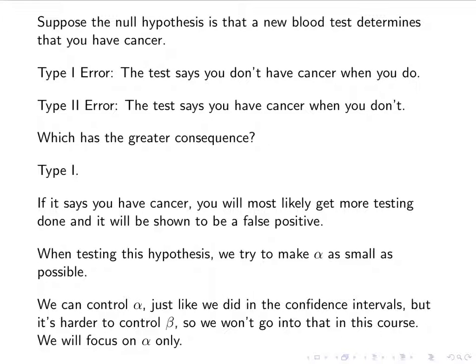So in general, we can control alpha just like we did with the confidence intervals. So in a hypothesis test, we can choose what alpha is. We choose the probability of creating a type 1 error. It's harder to control beta, and we're not going to get into that in this course, so we're only going to focus on choosing our alpha. So again, the probability of a type 1 error.